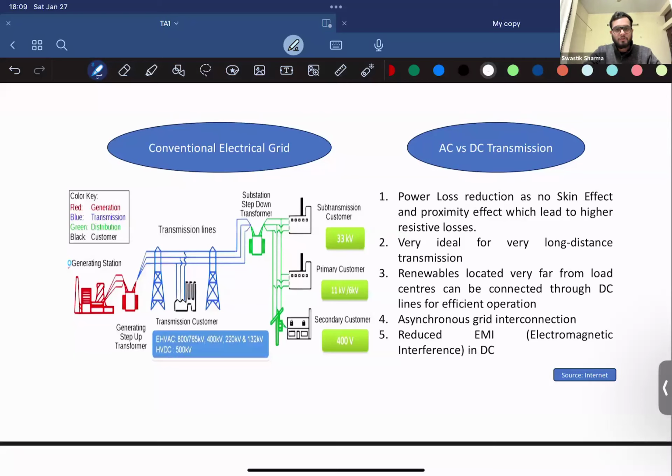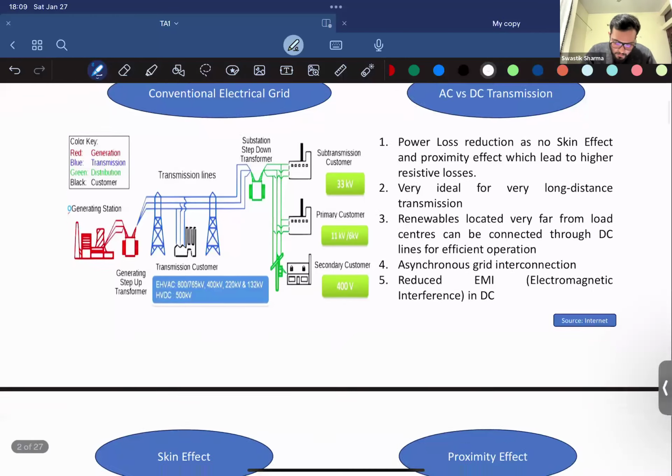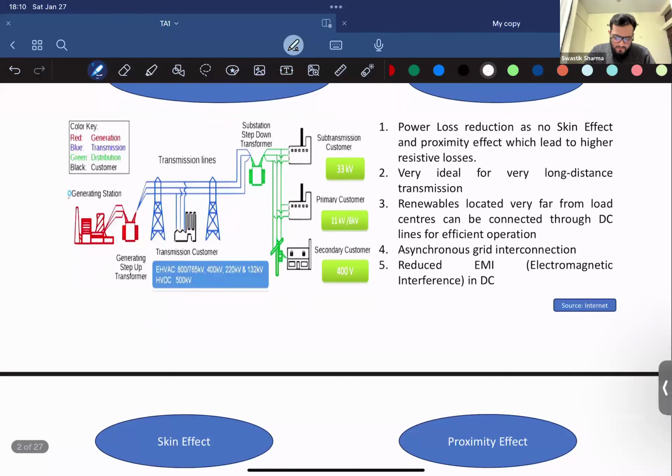You will see less corona losses because corona losses are indeed frequency dependent. Hence, they are very ideal for very long distance transmission, but they are not cheap yet. We save on losses, but the accompanying technologies, the converting stations and substations, etc., are still expensive in nature.